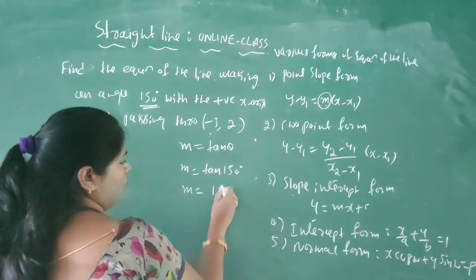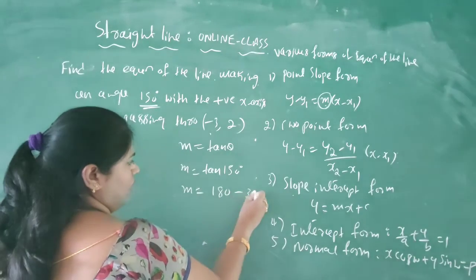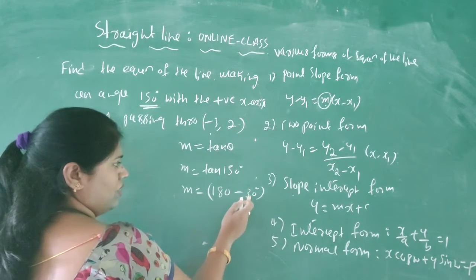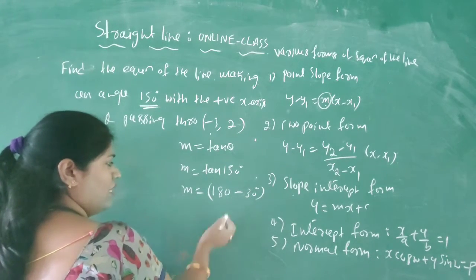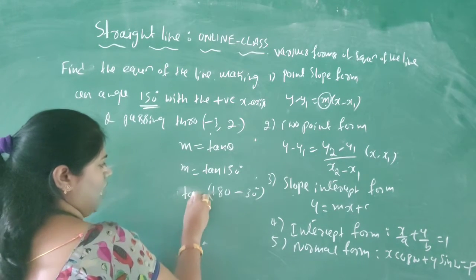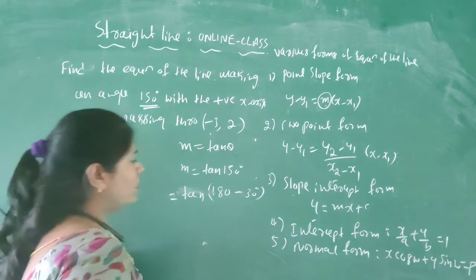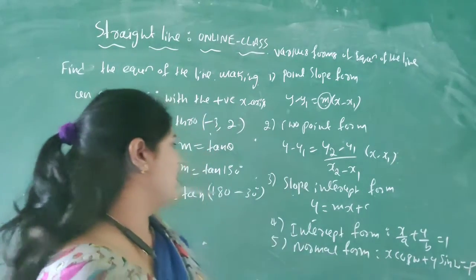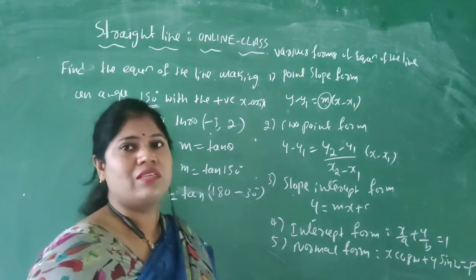m is equal to tan of 180 degrees minus 30 degrees, which is 150. So what is tan of 180 degrees minus theta? Tan of 180 degrees minus theta is minus tan theta.